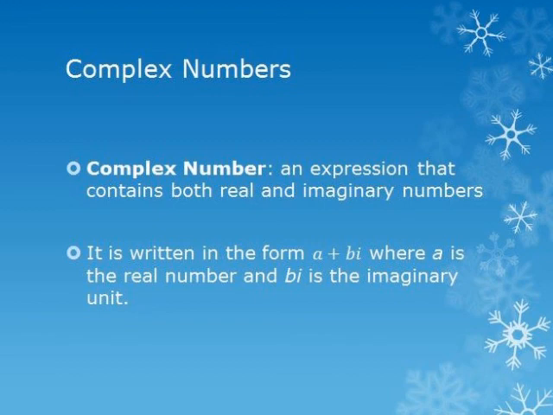Complex numbers. A complex number is a number that adds and subtracts both imaginary and real numbers. So 5 plus I would be complex, because 5 is real, I is imaginary, and I'm adding the two of those things together. So it's written in the form a plus bi. A is a real number, just like we've always been using, and bi is an imaginary number because it has that I attached to it.